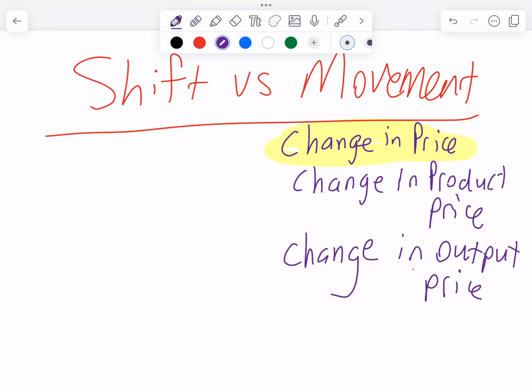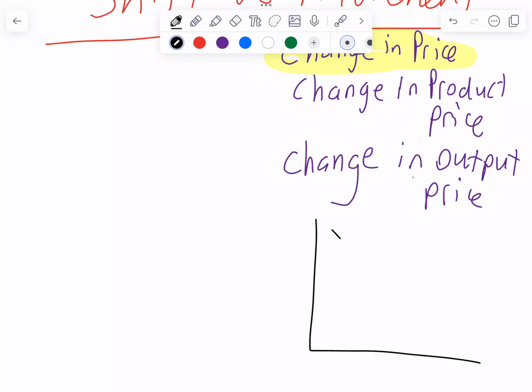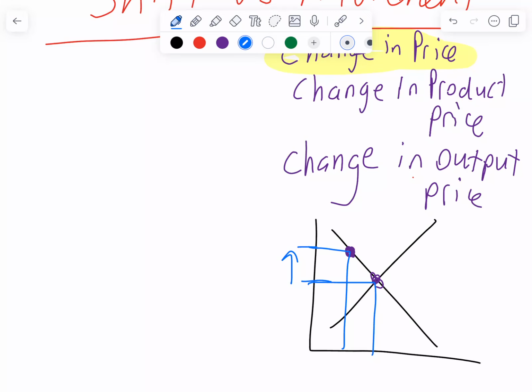Now, what do we mean by movement? Well, we have a demand curve and a supply curve. If the price were to change, so we go from here to here, that was a change in price, right? So it increased. And what happened? We did not shift the demand curve. All we did was we had a movement on the demand curve. We went from here to here, so we had a movement. So that's the big thing about a movement. The only way you have a movement is when you have a change in price.